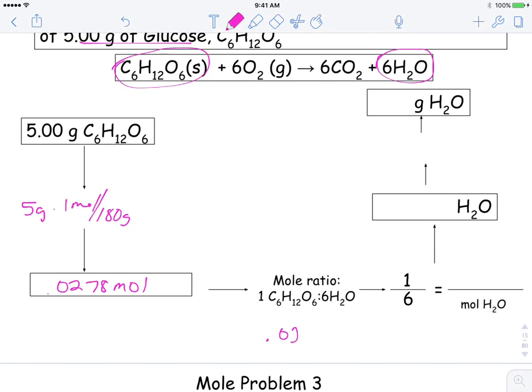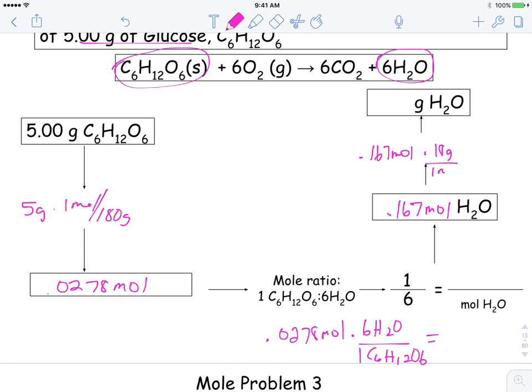Well, we have the 0.0278 moles of the glucose times 6 waters for every 1 glucose. So we times our answer by 6, and we get 0.166, or 0.167, moles of water. And then we change that to grams of water. 0.167 moles times 18 grams for every 1 mole.